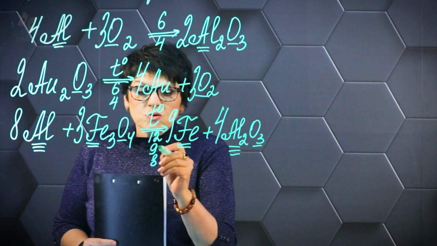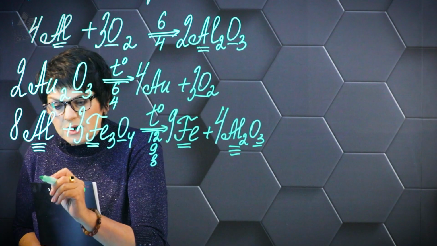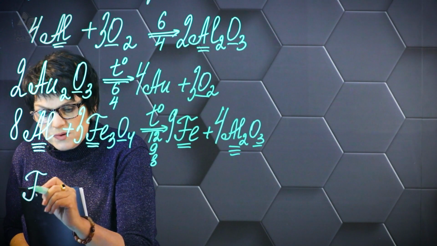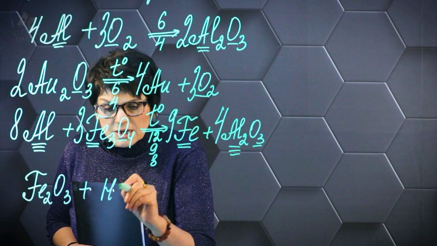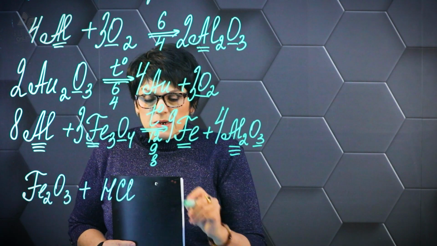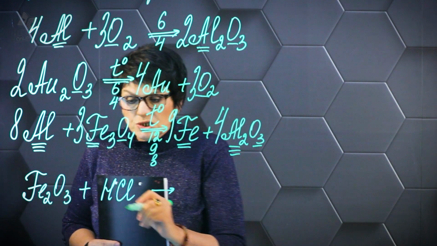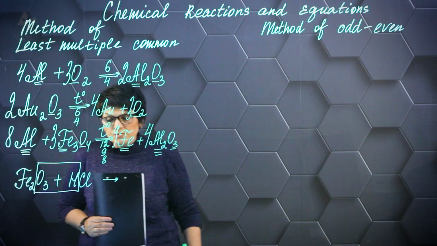The next example is where we will equalize using the least common multiple. Let us examine the interaction between Fe2O3 and, for instance, hydrochloric acid as a specific example. This reaction will be an exchange reaction, or a double replacement reaction.